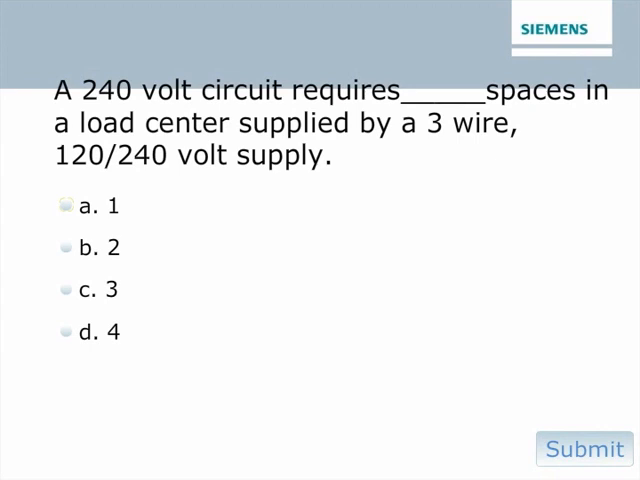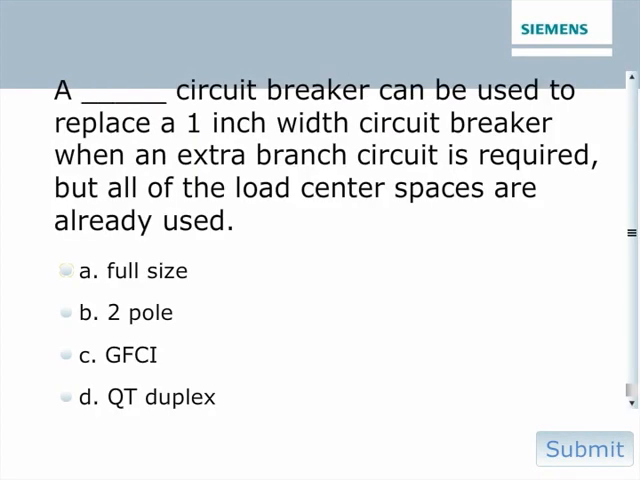A 240 volt circuit requires blank spaces in a load center supplied by a 3-wire 120/240 volt supply. Is it A, 1, B, 2, C, 3, or D, 4? A blank circuit breaker can be used to replace a 1-inch width circuit breaker when an extra branch circuit is required, but all of the load center spaces are already used. Is it A, full size, B, 2-pole, C, GFCI, or D, a QT duplex?